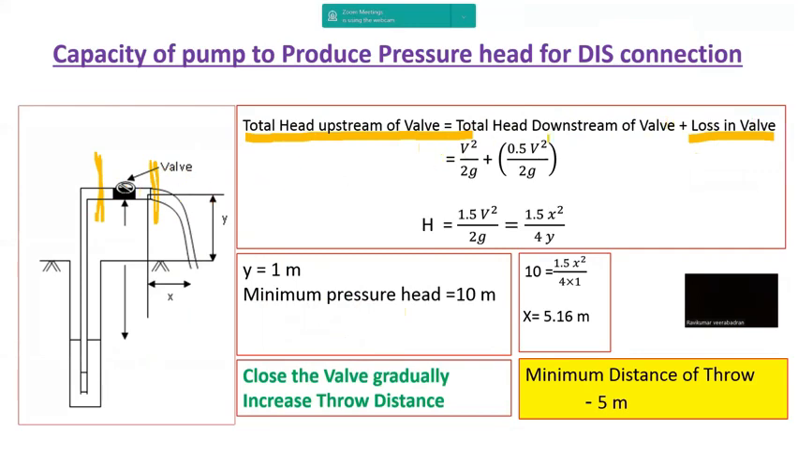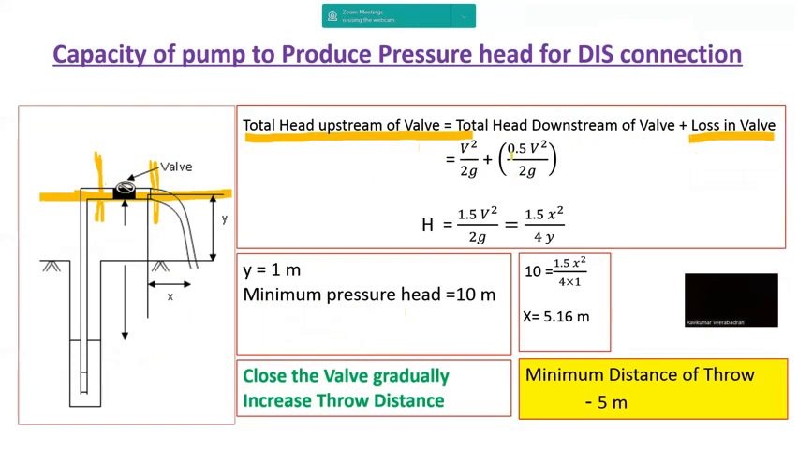So the total head downstream of the valve is V squared by 2G only, because the outcoming water has only kinetic head. It does not have any pressure head. And we also neglect gravitational head because we can take the datum to be at this level. So the gravitational energy upstream of the valve and downstream of the valve will both be the same. So we don't need to account for gravitational energy in this case.